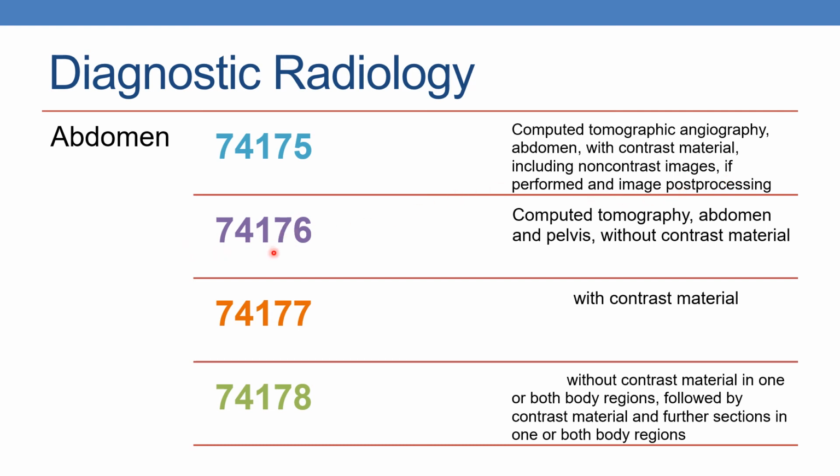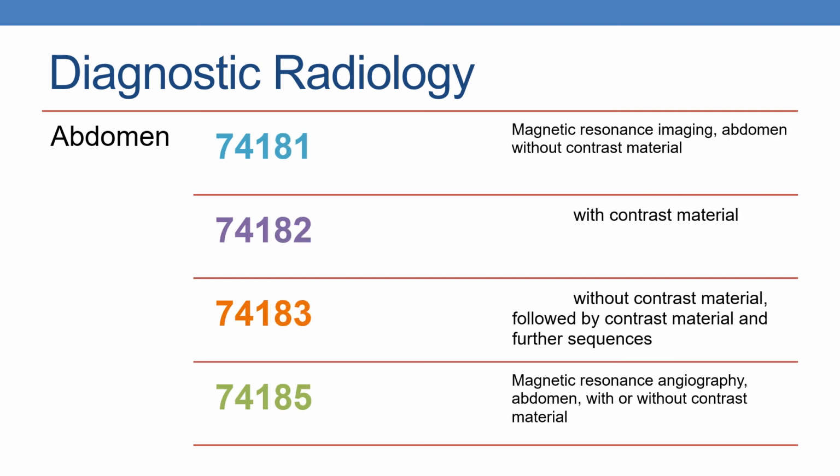The next is 74176, CT abdomen and pelvis without contrast. The next is 74177, CT abdomen and pelvis with contrast. 74178 is nothing but CT abdomen and pelvis without contrast in one or both body regions followed by contrast and further sections in one or both body regions.